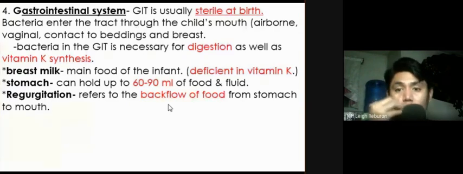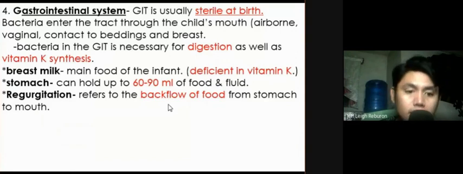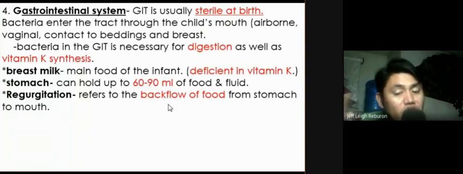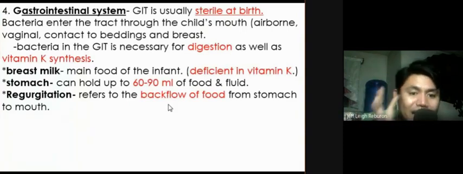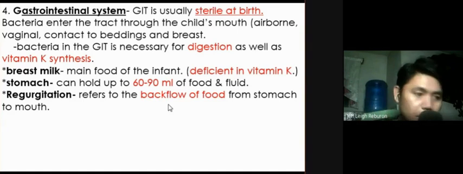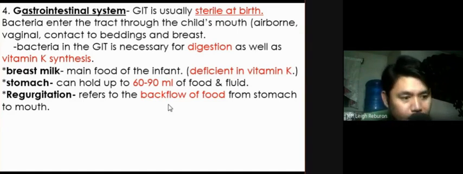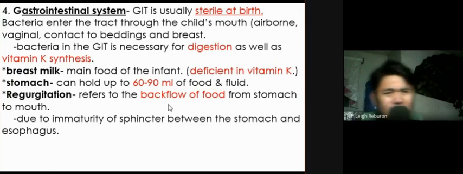That is what we call regurgitation. Okay po ba? So, lagi niyong tatandaan na dapat 60 to 90 ml of food and fluid lang po ang dapat kargahin ng tiyan ng bata, ng stomach ng bata. Okay po ba? Alright. Next.